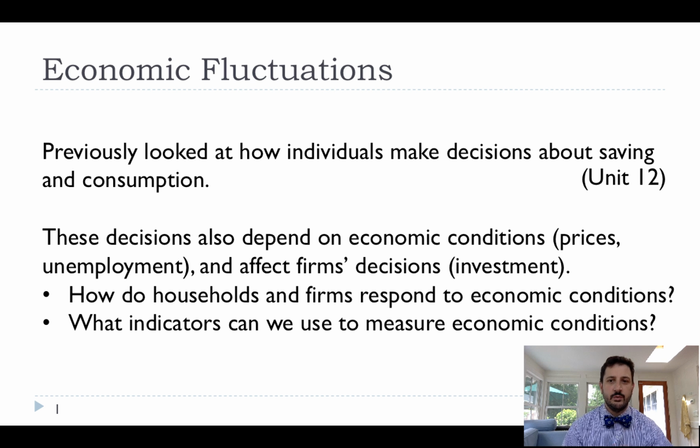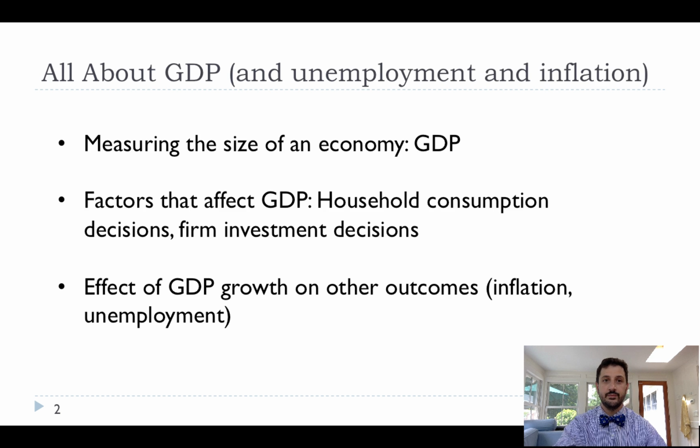So previously we've sort of looked in the last chapter about how individuals make decisions about savings and consumption. That's actually Unit 11, not Unit 12. And that's going to impact how prices are set and how firms decide whether or not to invest in new capital equipment. And so we're going to think about how households and firms respond when GDP is either growing or shrinking, and what we should use to measure whether the economy is healthy or not.